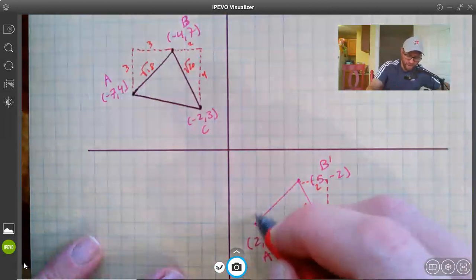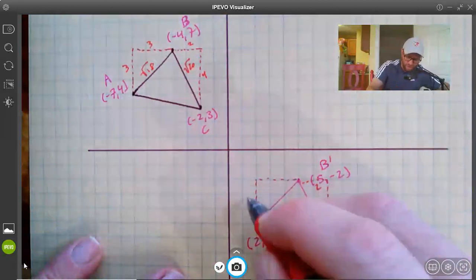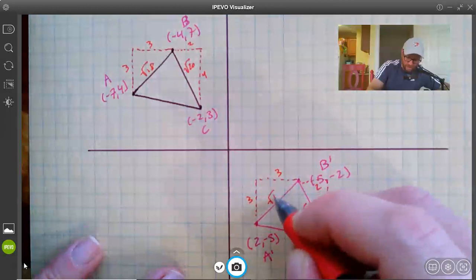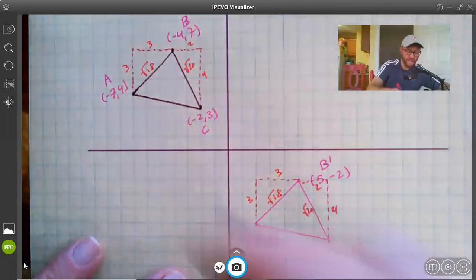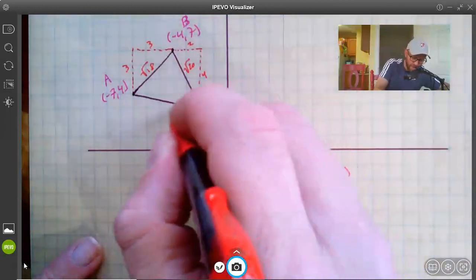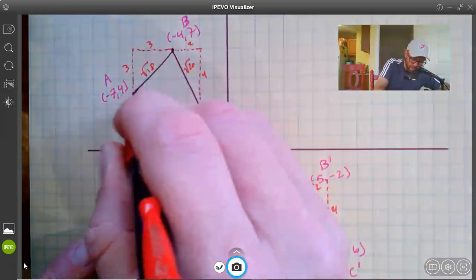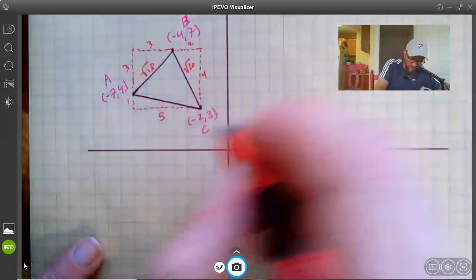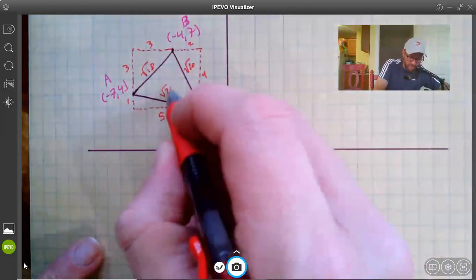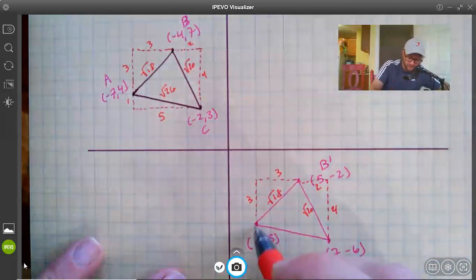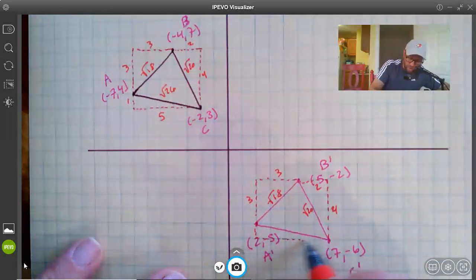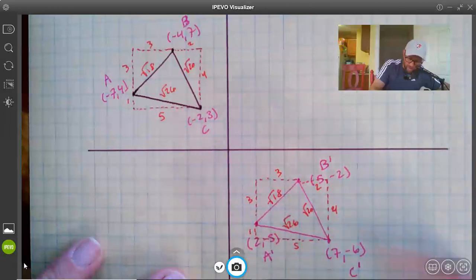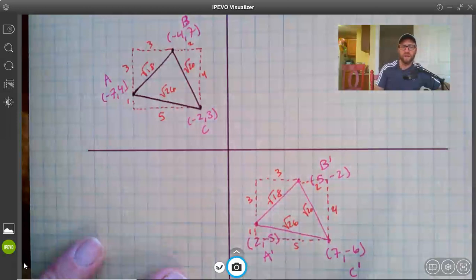Right? And down here, 3 and 3, we've got square root of 18. And then down here for our last one, we've got 1 and 1, 2, 3, 4, 5. And that's going to be square root of 26 over here. And we got 1 and 1, 2, 3, 4, 5. 1 and 5. So square root of 26. Let's write out some statements about this, by the way.